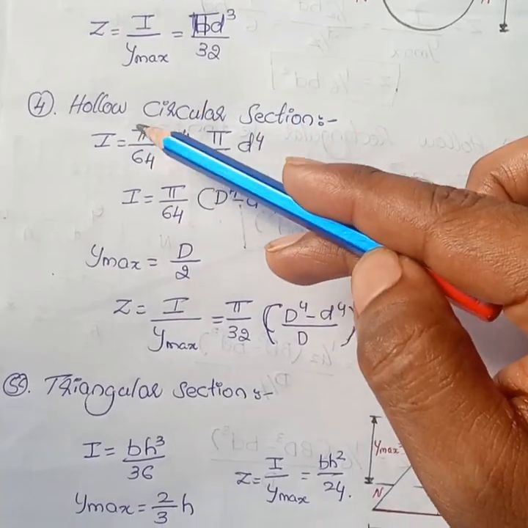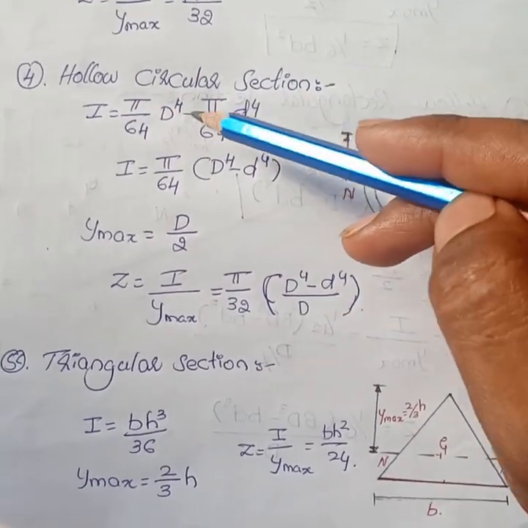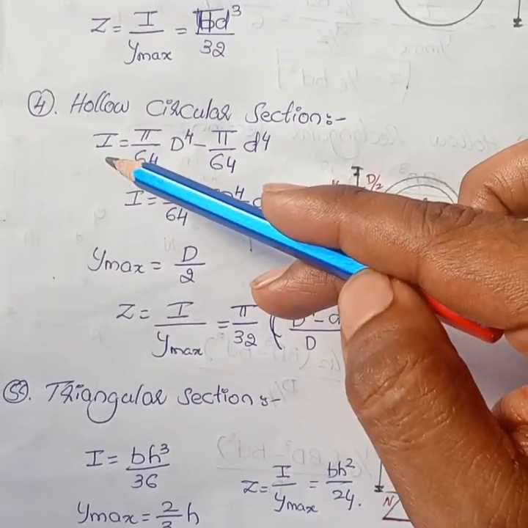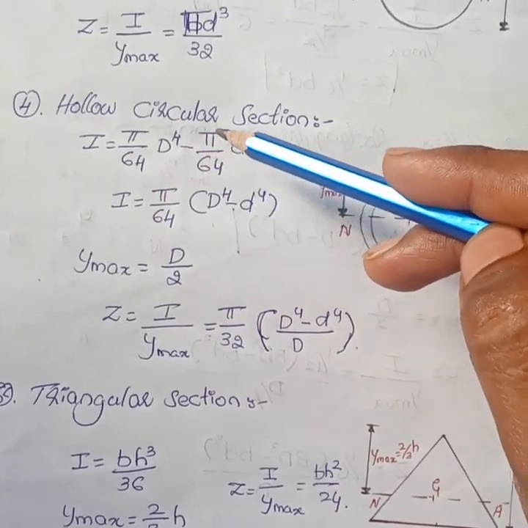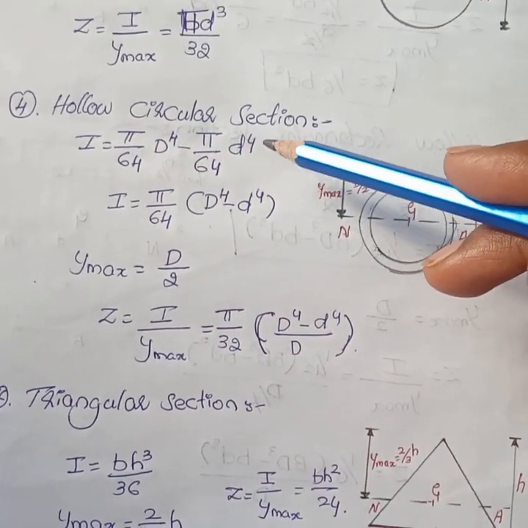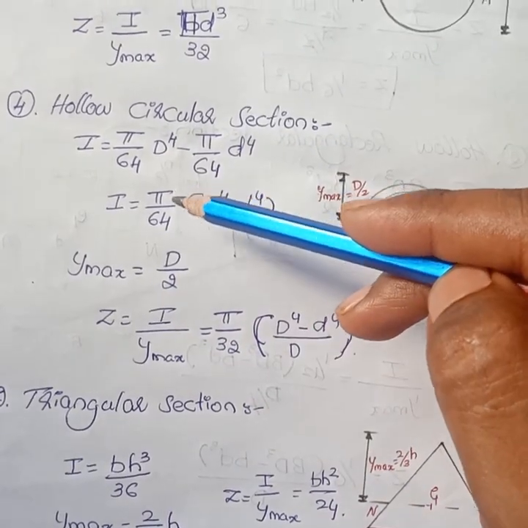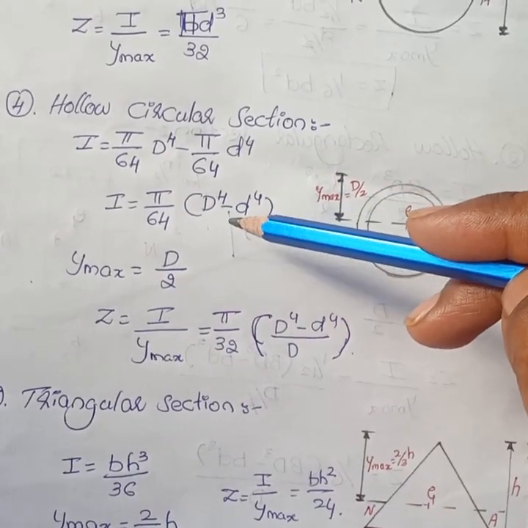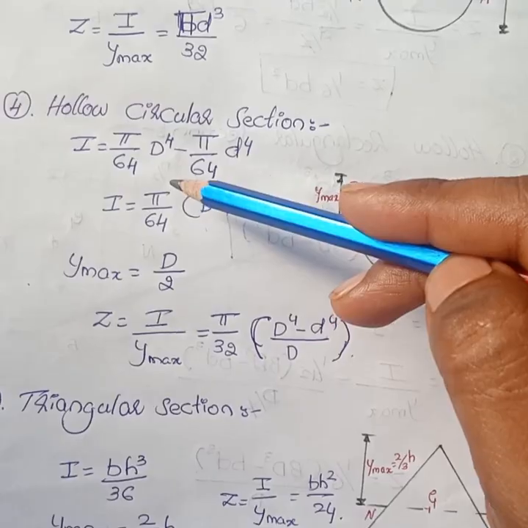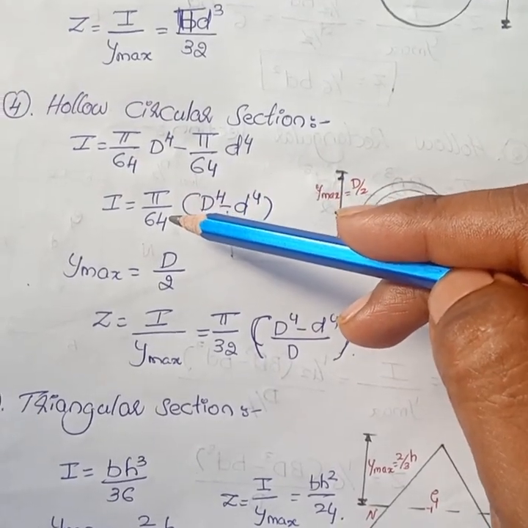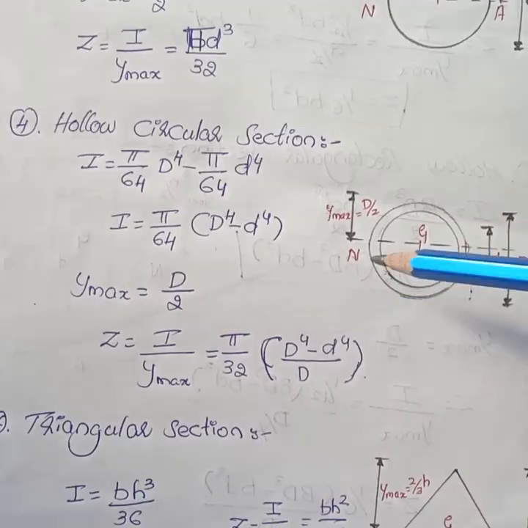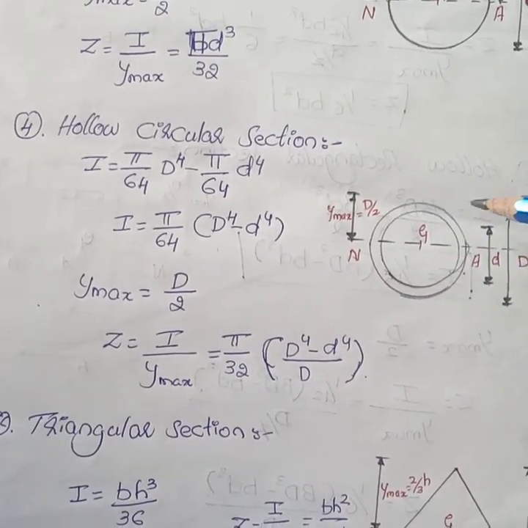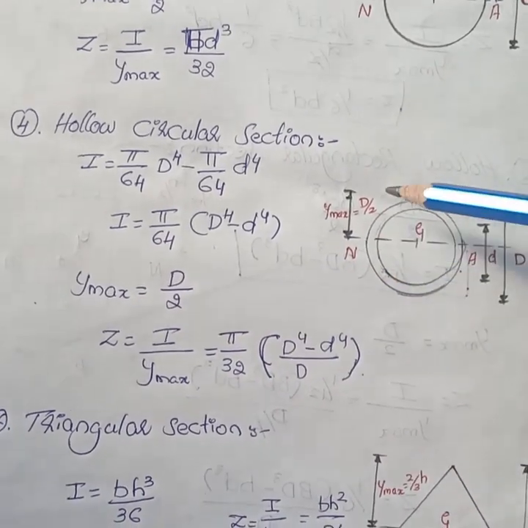So similarly, hollow circular section. In hollow circular section, the formula for inertia is I equals to pi by 64 D raised to 4 minus pi by 64 d raised to 4. So I equals to pi by 64 D raised to 4 minus d raised to 4. We are taking pi by 64 as common. Next Y max equals to capital D by 2. So outer layer of the circle, half of the circle.